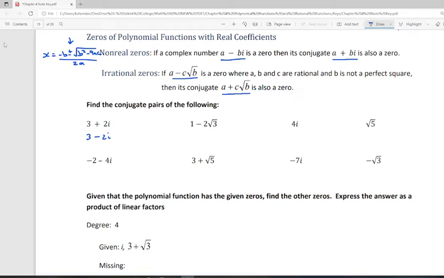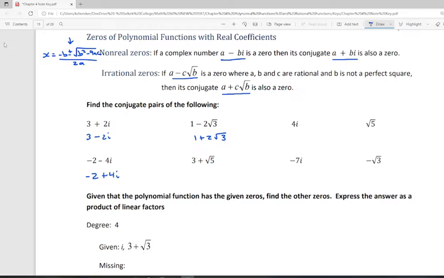But what I want you to notice is that this is your b. This doesn't change sign. 3 plus 2i stays 3, just minus 2i. So if I give you something like negative 2 minus 4i, then the conjugate pair would be negative 2 plus 4i. Do not change the sign on the first term, only on that end, on the thing that's imaginary or a radical. So if you have 1 minus 2 root 3, the conjugate pair would be 1 plus 2 root 3. Okay, try this one.